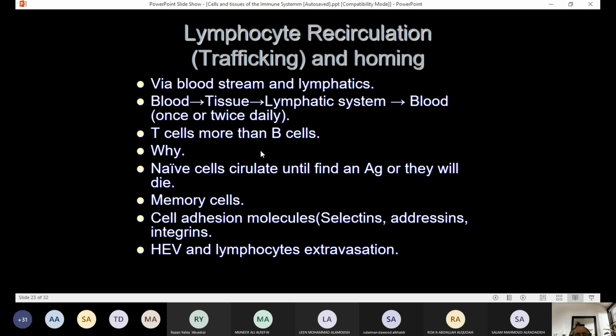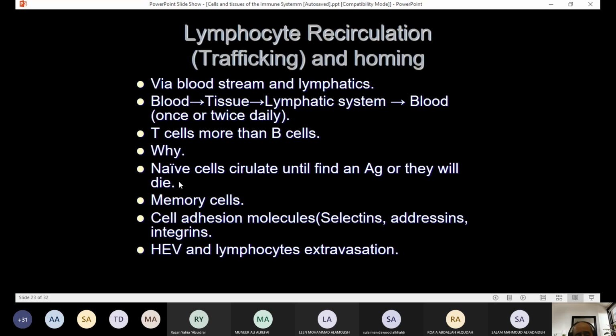B cells only have to be activated into plasma cells and then produce antibodies, whereas T cells have so many other functions that they will play a role in. That's why T cells are higher in number compared to B cells.